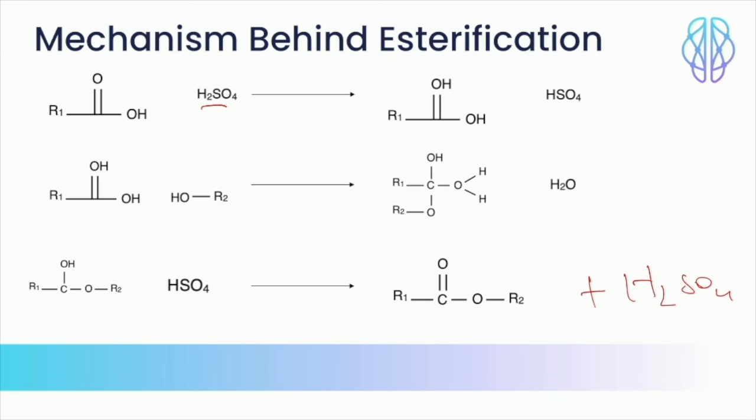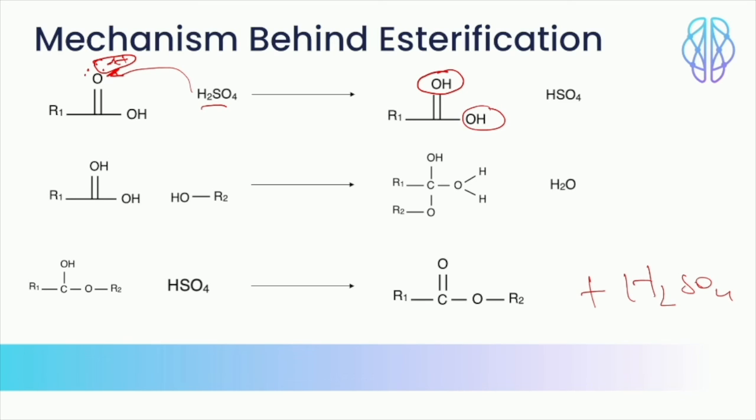So we have our carboxylic acid with the R1 alkyl group. The first thing that sulfuric acid is going to do is protonate, or attach a hydrogen. So remember, sulfuric acid is a polyprotic acid. Oxygen has two sets of lone pair electrons. So what it can do is one of these hydrogens can actually form a coordinate covalent bond with one of these. So you have an OH group.